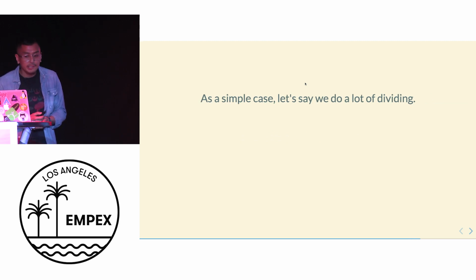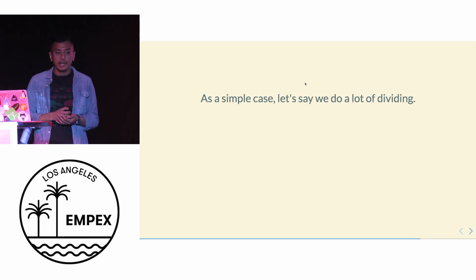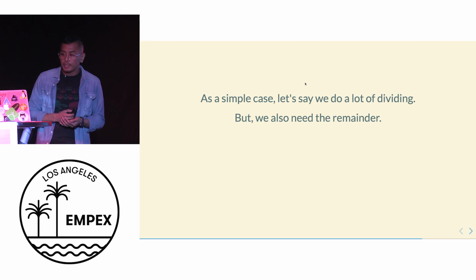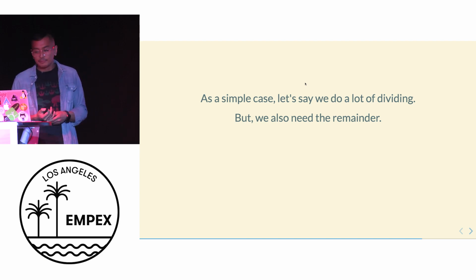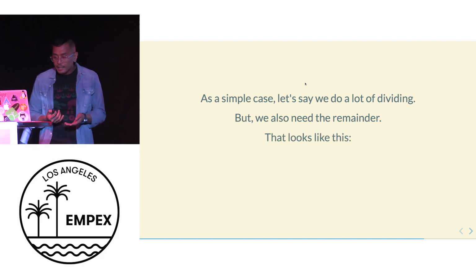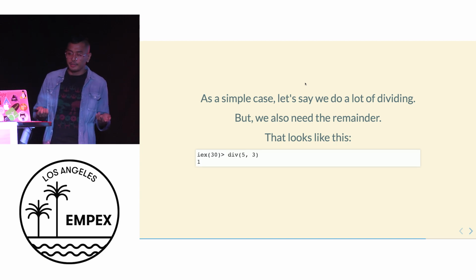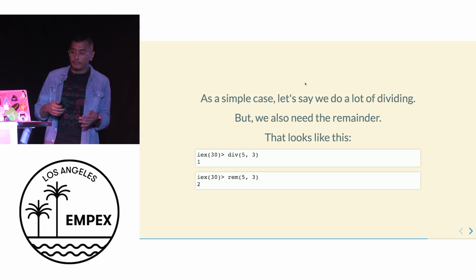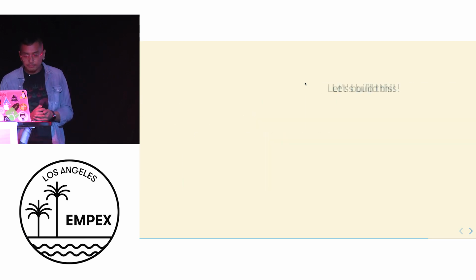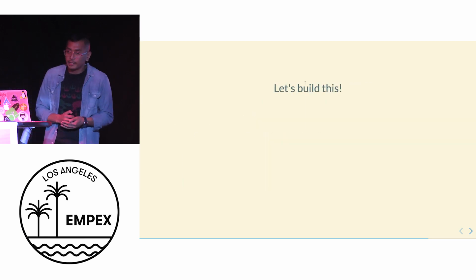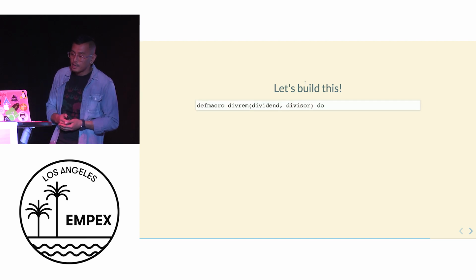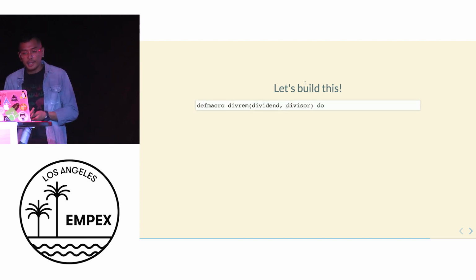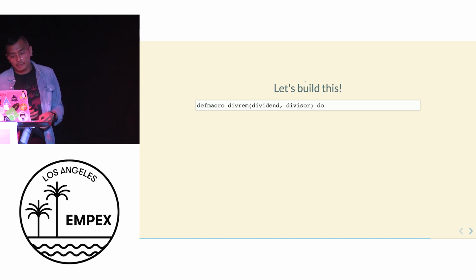As a simple case, let's say we do a lot of dividing, but we also need the remainder for something. So that kind of looks like you want to do div 5 divided by 3, you get 1. Rem 5 divided by 3, you want to get 2. So let's now build our new macro. Let's just call it div rem. That's what a simple function signature, or macro signature, would look like.